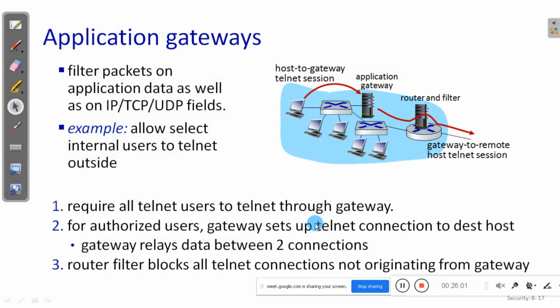The application gateway filters packets on the application data as well as TCP, IP and UDP fields. Sometimes they call an application gateway a proxy server. For example, allow selected internal users to telnet, and require all telnet users to telnet through the gateway. For authorized users, the gateway sets up the telnet connection to the destination host. So in this way it works.